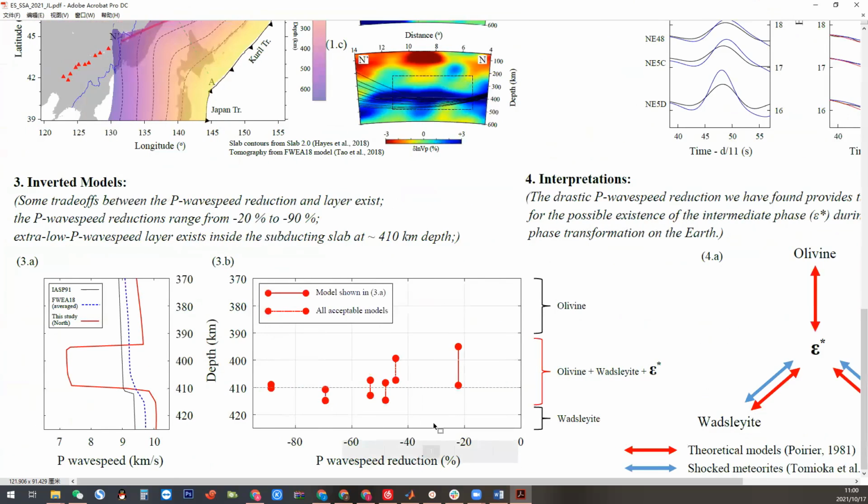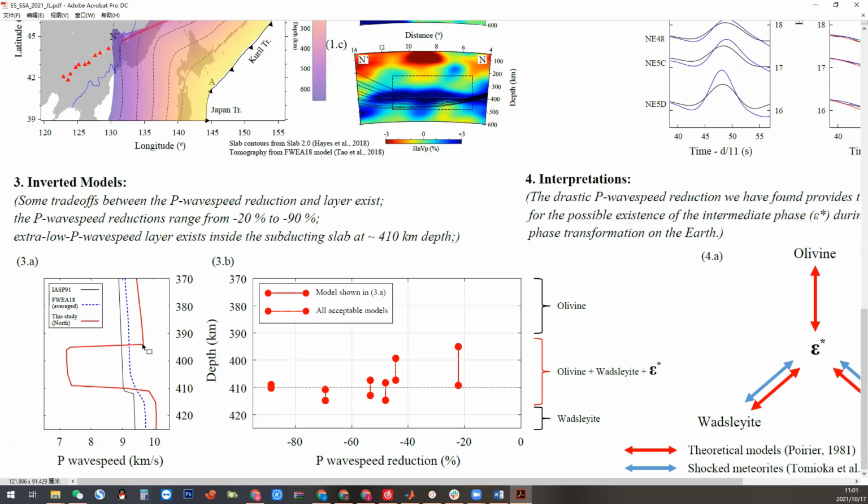Let's look at the inverted models. It's surprising that there is a low wave speed zone around 400 kilometers. And if we refer to the NN' cross-section, we will notice that actually around 400 kilometers, it is inside the slab. Which means inside the slab, there exists a low wave speed zone, which is even slower than the speed of the ambient mantle. We note that this is only one model that can fit the data.